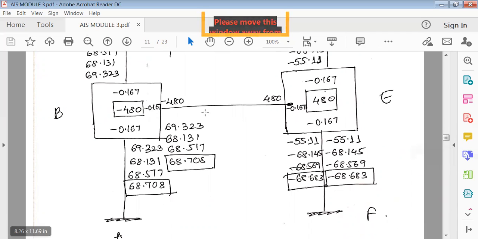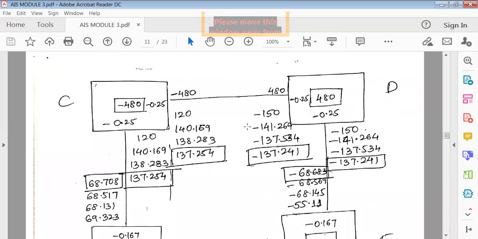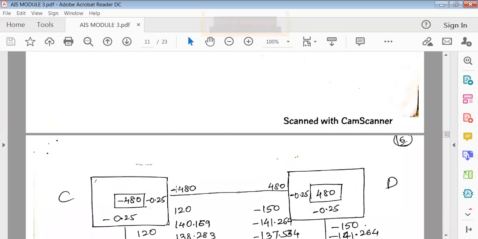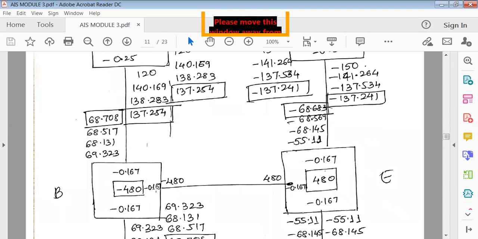Next we have to mark the fixed end moments. We know the fixed end moments: MFCD is minus 480, DC is plus 480. So it's minus 480. Write it just to the right side of C. The left side of D is plus 480. Similarly here also, just to the right side of B, it is minus 480. To the left side of B, it is plus 480.